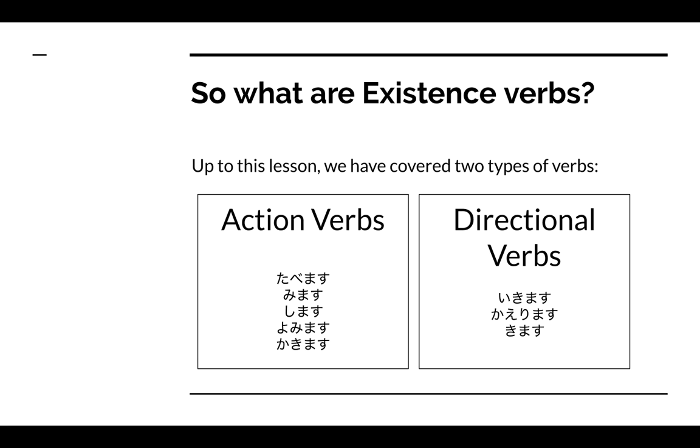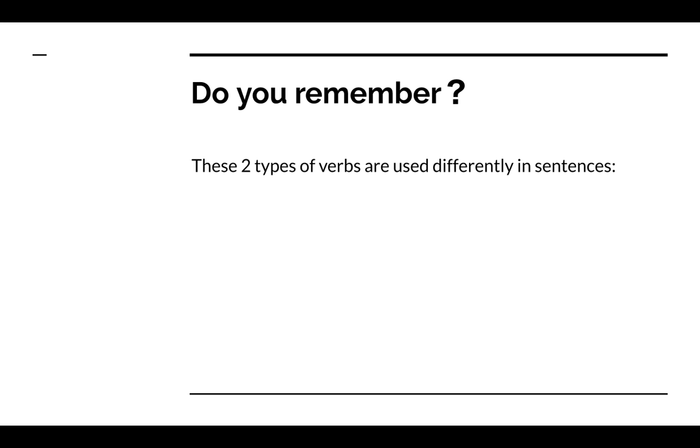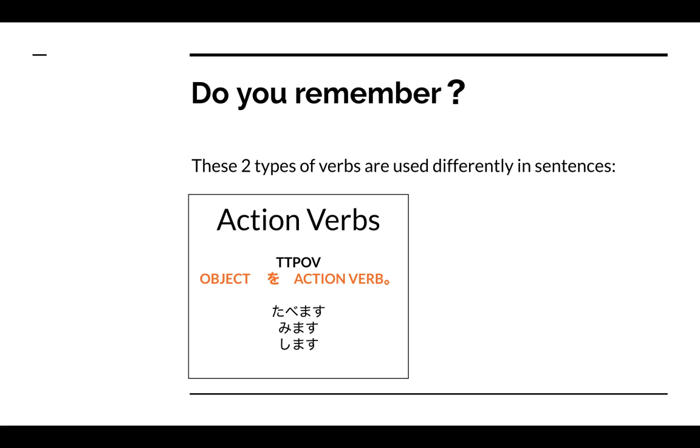If you remember, we did a lot of the time words, and we said we go to school at 8 in the morning, we go home at 4:30 in the afternoon. So all of those are directional verbs. And the two types of verbs are used differently in our sentences, right? The action verbs are the typical TTPOV. So it's topic, time, place, object, and a verb.